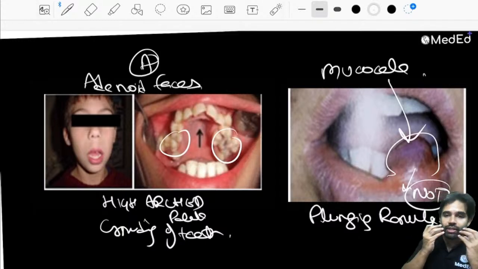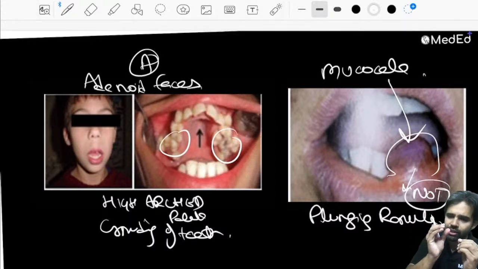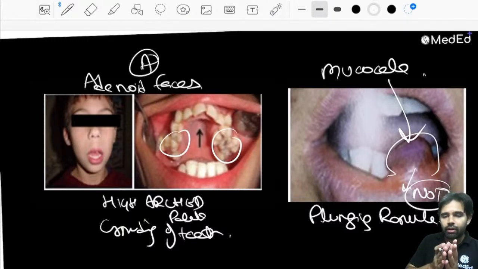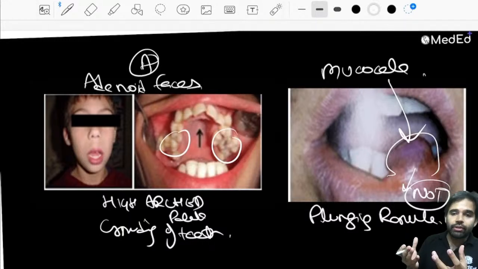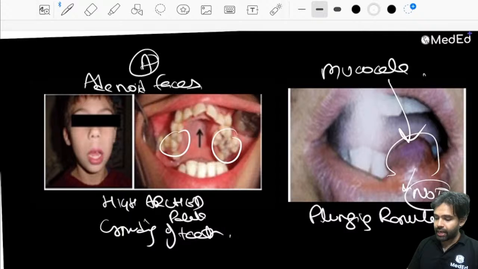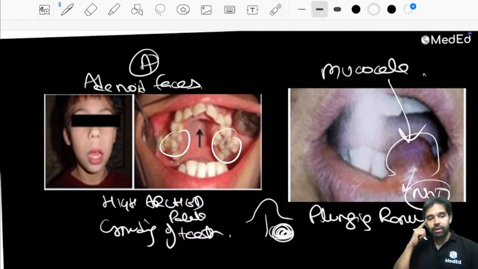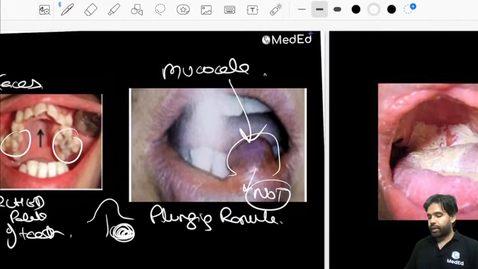A mucocele can be a retention mucocele or a non-retention mucocele. Retention mucoceles are smaller. Non-retention mucoceles are the ones that will expand to the neighboring areas and will be larger. The non-retention mucocele in the floor of the mouth is a plunging ranula. If somebody lifts up the tongue and you see a large swelling like this, that is a plunging ranula. So either that is asked, or a mucocele over a mucus retention cyst.